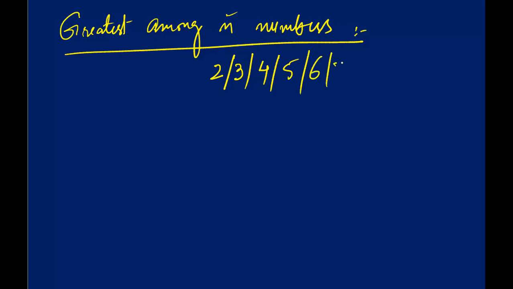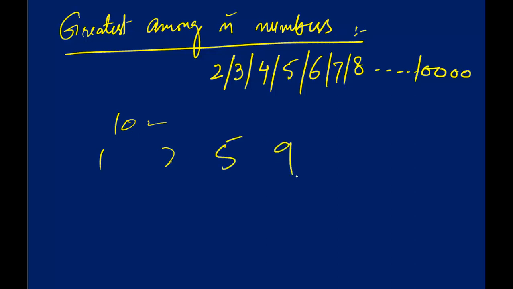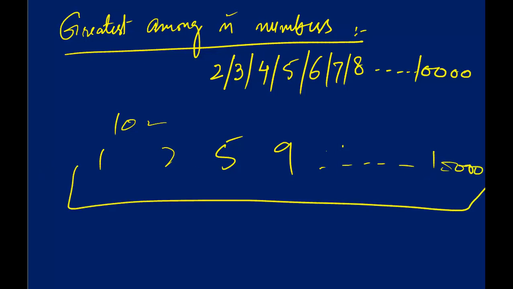numbers, 6 numbers, 7 numbers, 8 numbers, when we have to find greatest among even 100 numbers, even 1 lakh numbers. If there are 1 lakh numbers given, up to 100,000 numbers are there given. So we have to find greatest among 1 lakh. It is not possible for me to declare a variable for each and every number.